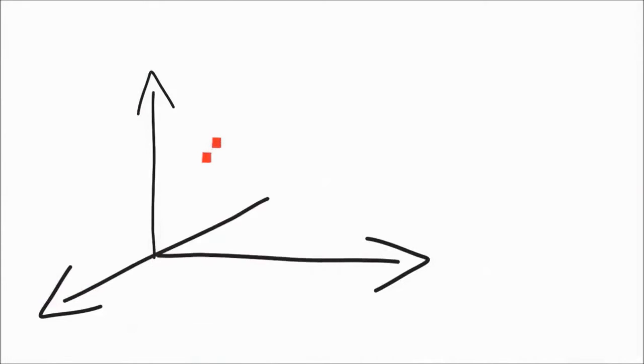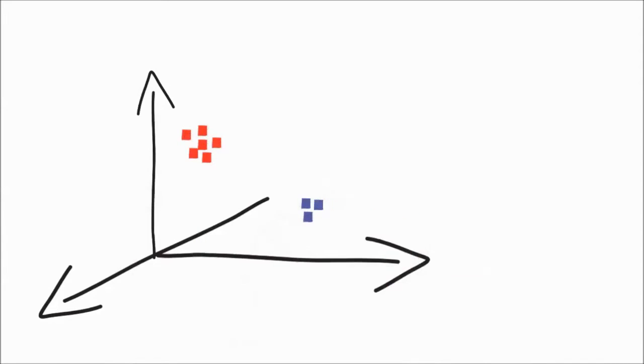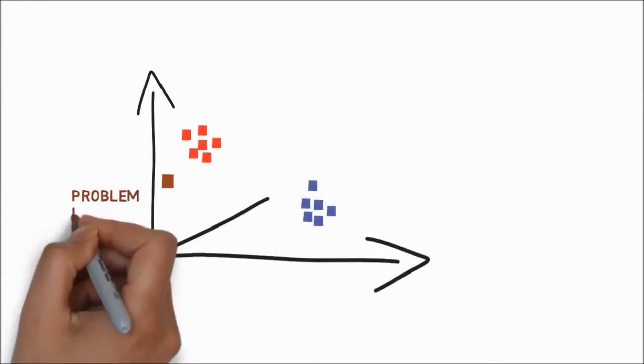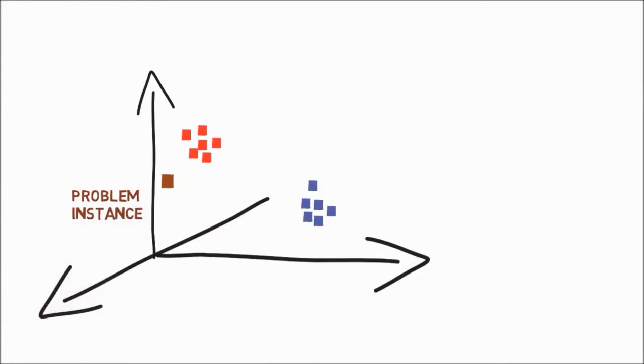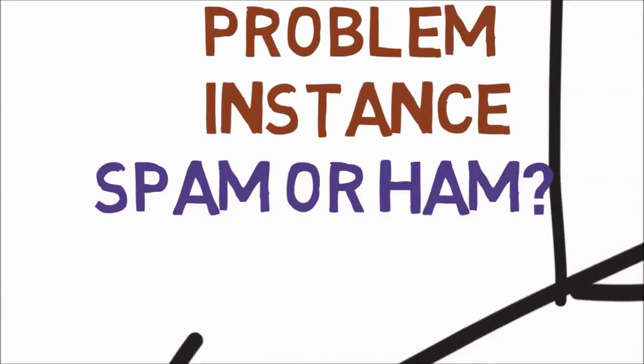We represent all our data points as points in an n-dimensional hypercube. Then, when a new data point comes in, which is called a problem instance, this is also represented in that n-dimensional space, and the problem now is to figure out which category to classify into. Say in the case of emails, is it a spam email or a ham email?